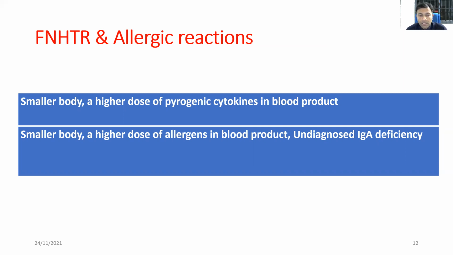And also, we know that allergic reactions are usually due to allergens present in the blood products, usually the plasma products and other things. And since of the smaller body and a higher dose of allergens in blood products, pediatric patients may be more commonly prone to allergic reactions. Even undiagnosed IgA deficiency can be a risk factor.